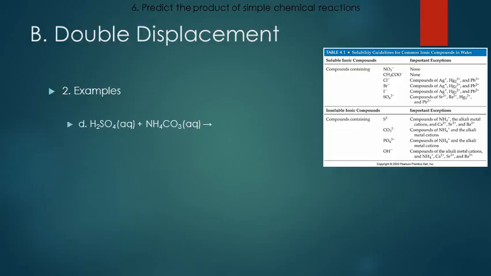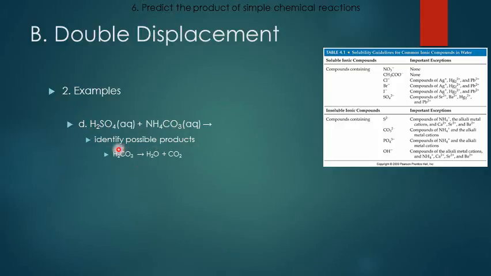One more example. We have hydrogen sulfate, or better known as sulfuric acid, reacting with ammonium carbonate. Again, we want to identify our possible products. You might think one of the possible products is H2CO3. That would be the hydrogen ion combining with the carbonate ion.